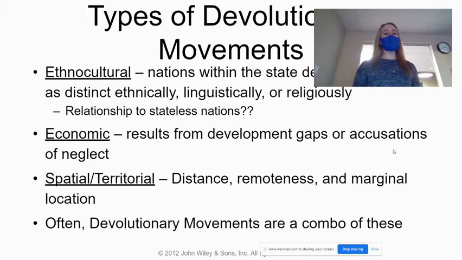The other thing is that oftentimes you will have combinations of these. So Catalonia not only sees themselves as economically sustainable as their own region or their own country, but they also see themselves as ethnically different. They speak a particular dialect. They're linguistically different. They're ethnically different. They see themselves as their own nation. So oftentimes you'll see combinations of devolutionary forces.